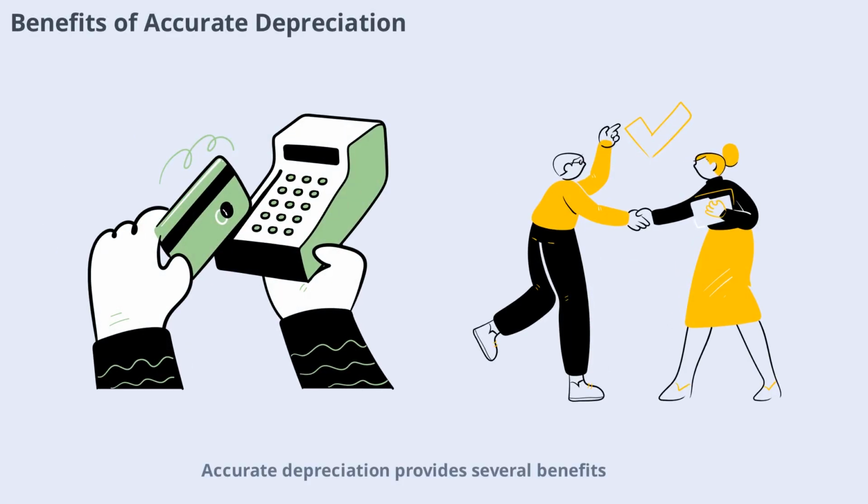Accurate depreciation provides several benefits. It ensures that expenses are matched to the periods in which assets generate revenue, leading to more reliable profit figures. It also helps companies plan for asset replacement and manage cash flows effectively. Accurate depreciation supports better decision-making and enhances the credibility of financial statements for investors and stakeholders.